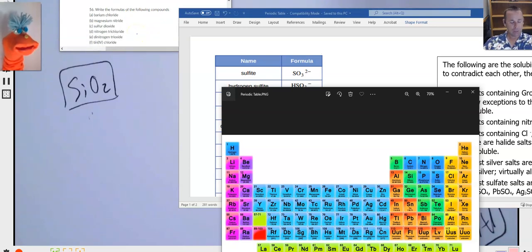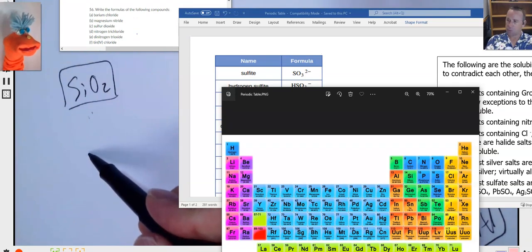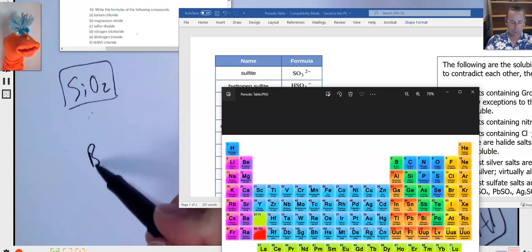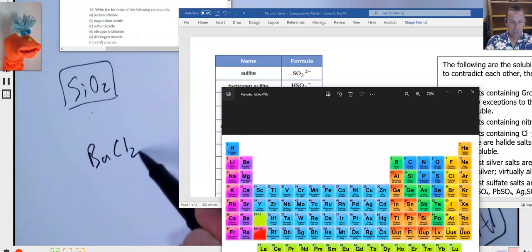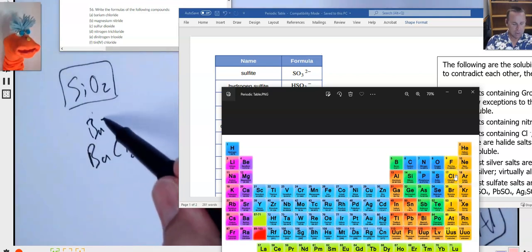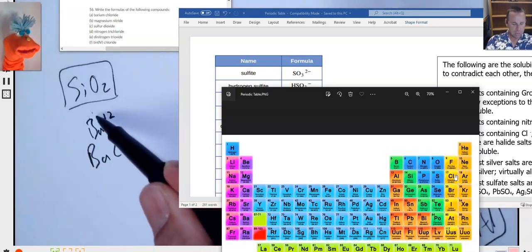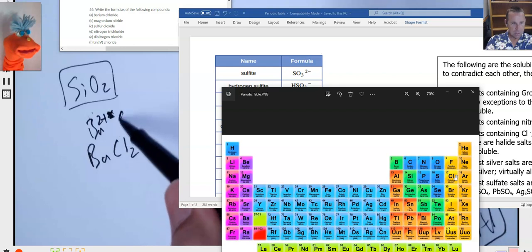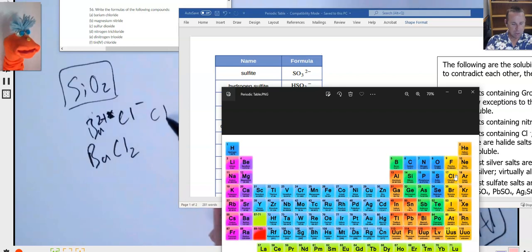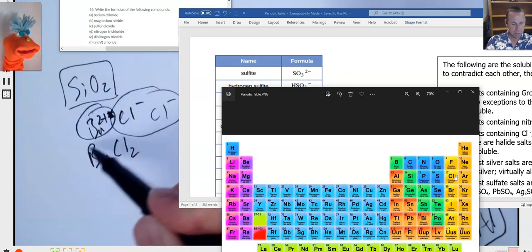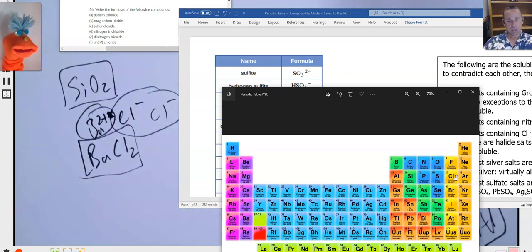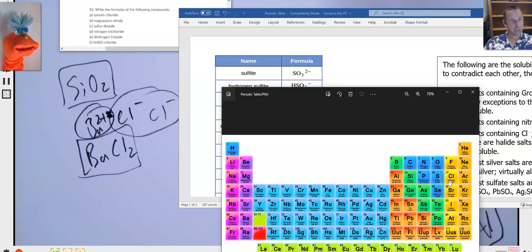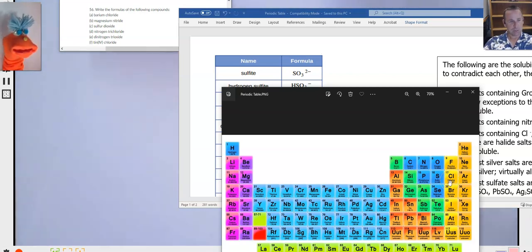All right, here's some more chemical formulas. Barium chloride. What's the chemical formula for barium chloride? BaCl2, right? So you know that barium has a +2 charge and chlorine has a -1. And so because of that, I'm going to need 2 of these Cl -1s for every 1 barium to form a neutralized compound of barium chloride. Good. What's next?